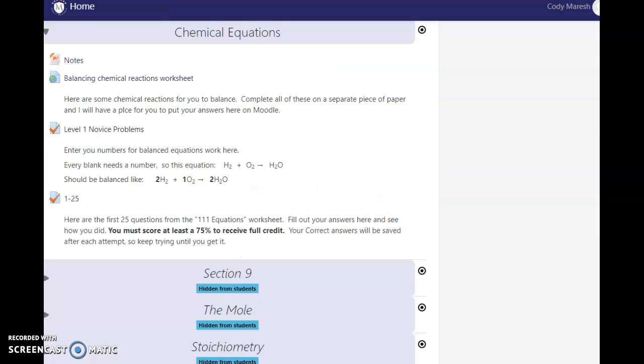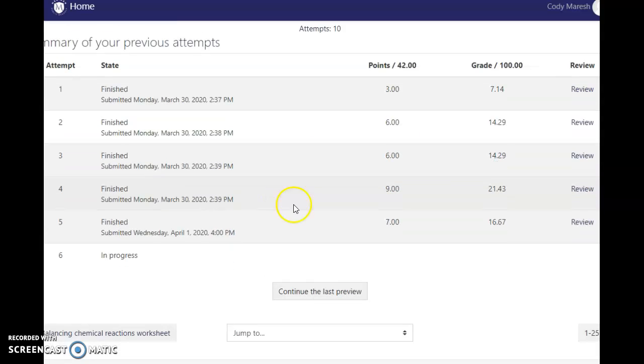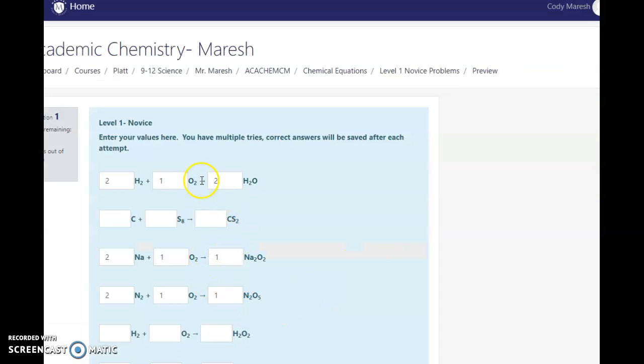So in our Moodle screen, we have this, Level 1 Novice Problems. This is everything from that worksheet and only the novice problems. I'm going to go into a preview mode. This is my screen, so it's a little different than what you will see. But Moodle's very, very slow. There we go. Now, there are numbers in here from when I was making this worksheet, so let me get rid of those.